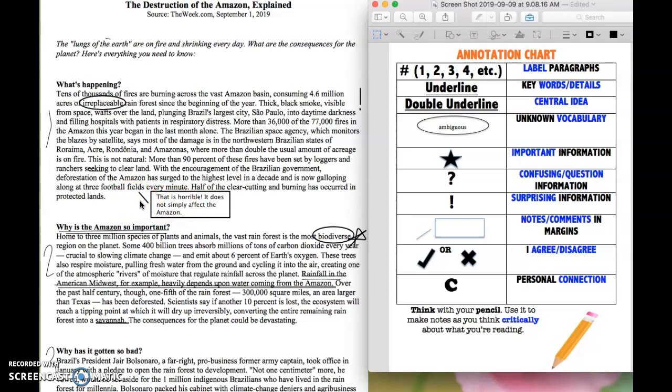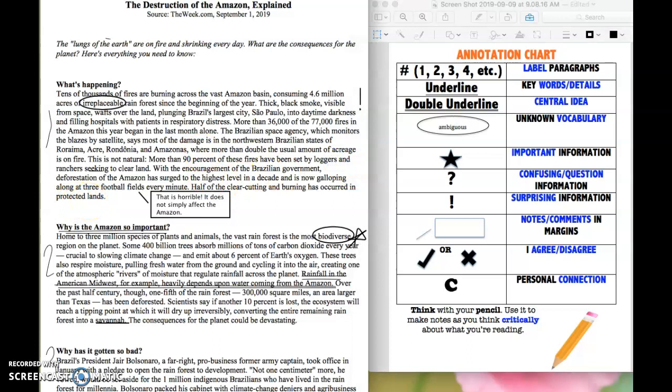It's not great. It doesn't simply affect the Amazon. This is something that I know. Okay, I'm making a personal connection based on what I understand because the Amazon is so important to our world. Half of the clear cutting and burning has occurred in protected lands. Okay, I might put a star right here. This is important. Protected lands. Okay, it's happening in places that it shouldn't probably happen.